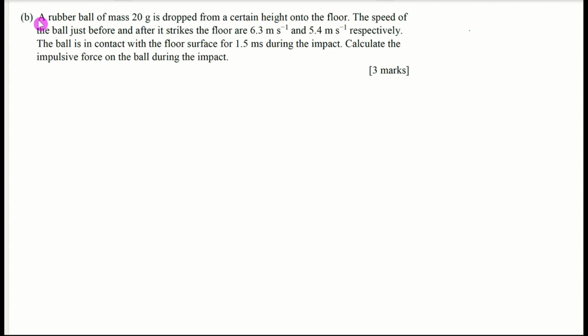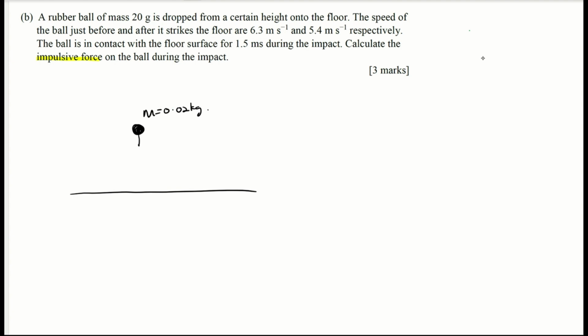Alright, question 3B. A rubber ball of mass 20 gram is dropped from a certain height onto the floor. The speed of the ball just before and after it strikes the floor is this one. So this is U and this is V, respectively. The ball is in contact with the floor, so this is the time contact. Calculate the impulsive force. So this soalan impulse lah. And then yang ini dia punya lantai. So we start, this is the ball. The mass is 0.02 kg.